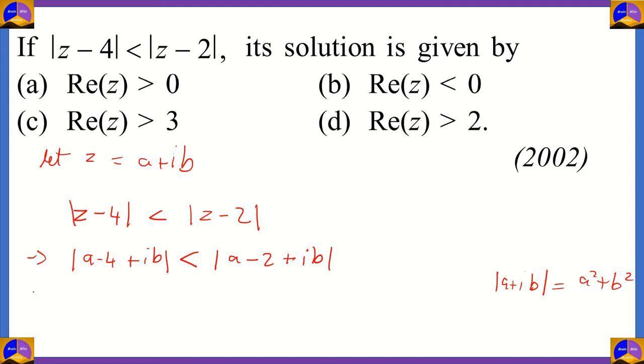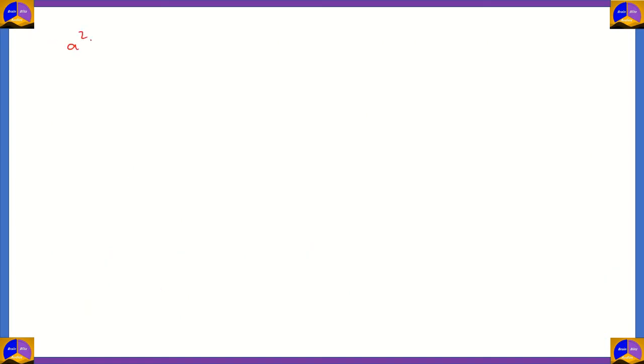So taking that property here, the real part encompasses a minus 4, and over here it's a minus 2, so you'll be writing a minus 4 the whole square plus b square less than a minus 2 the whole square plus b square. So you can write a square plus 16 minus 8a plus b square is less than a square plus 4 minus 4a plus b square.